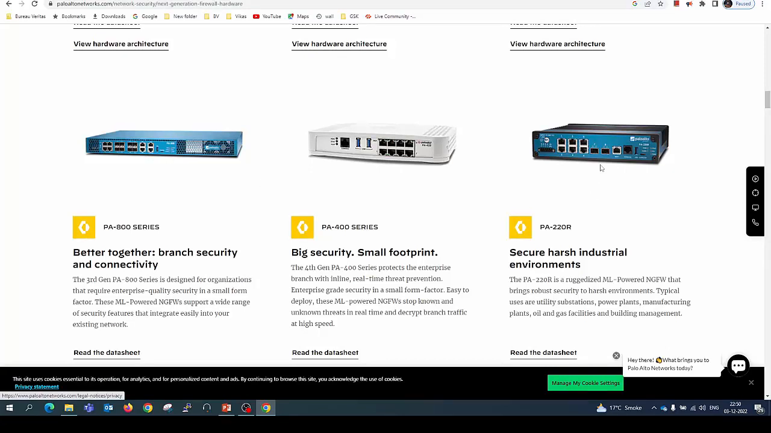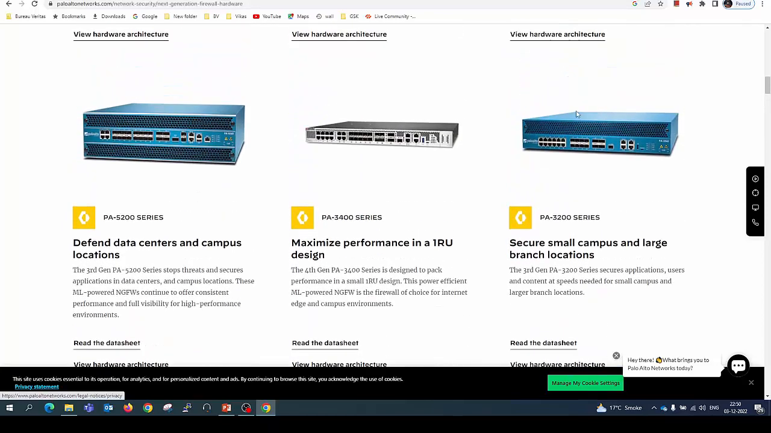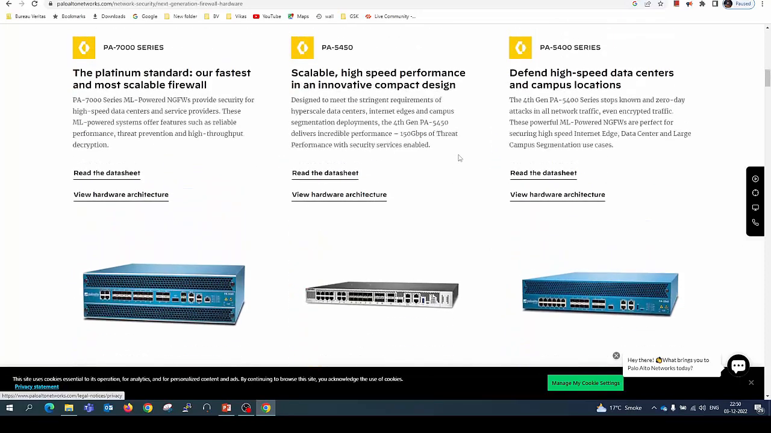There will be only one single data plane, right? So a lot of things will be done on the basis of software over here. These are the software based firewalls basically, and these are all the hardware based firewalls. We have much bigger CPU, RAM and SSD available on these firewalls. All right.